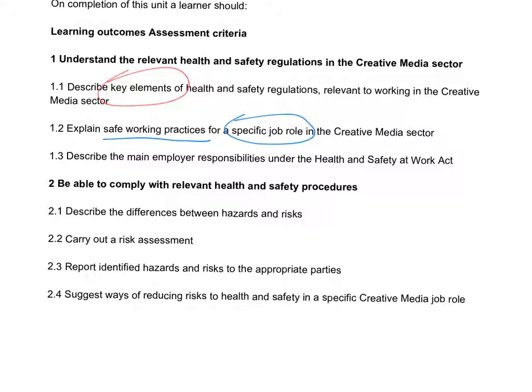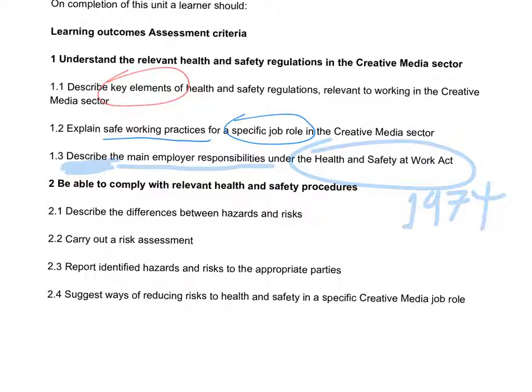For 1.3, I want you to describe, so give an example, the main employer responsibilities under the Health and Safety at Work Act, which I believe is 1974, if you are Googling it. So, what responsibilities did the employer have? Do they have to make sure you have the right PPE, the protective cover and equipment, resources, clothing?